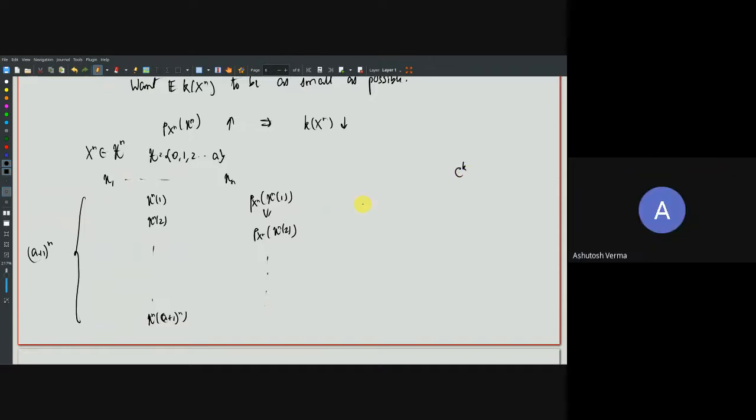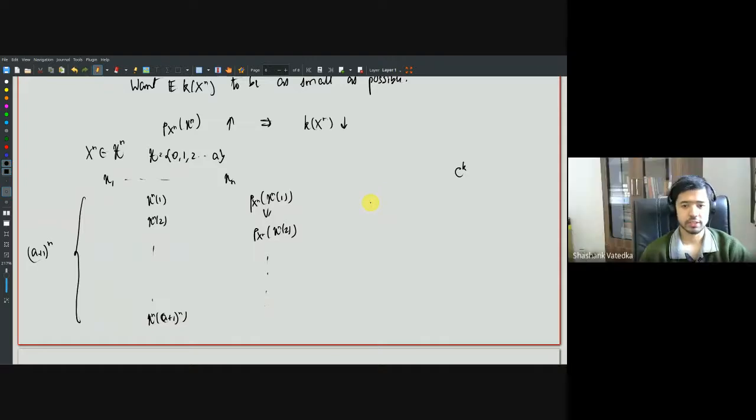The expected length, of course, would be a weighted average. But what would you assign? So for example, you have xn of 1, right? What would you assign to this? What code word would you assign to xn of 1? What code word would you assign to xn of 2, and so on?